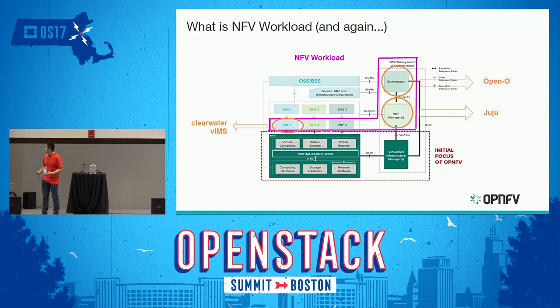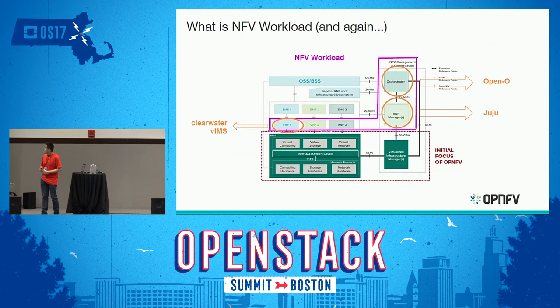Okay, now we have completed the map here. So we have Open-O for the orchestrator, Juju for the VNF manager. We think of it like a superset of Heat. And then we have Clearwater virtual IMS, which is the VNF; think of a VNF as just an instance, right? So now this is our stuff that we are going to deploy on the OpenStack platform.